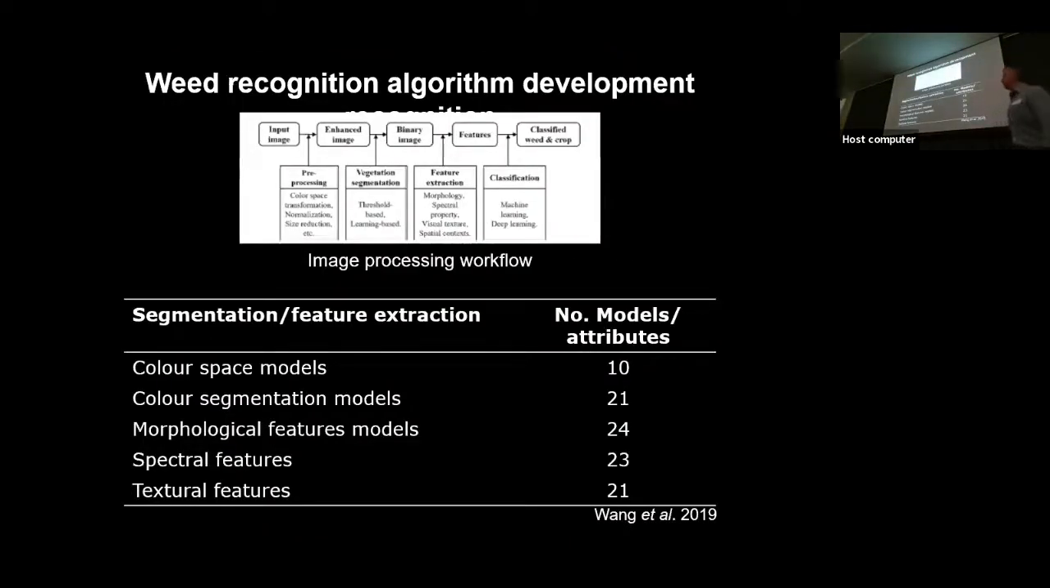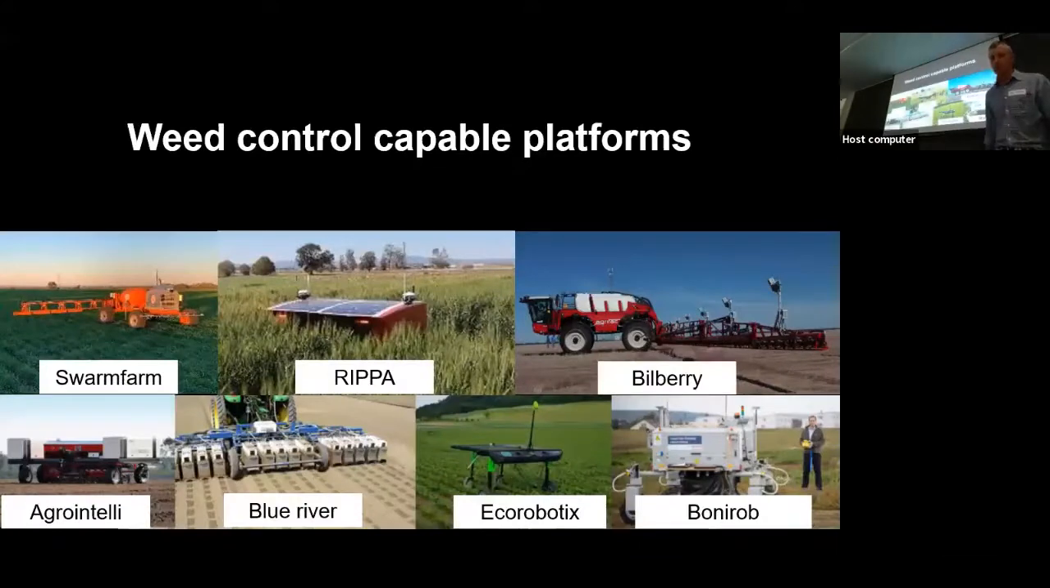There's lots of development going on in terms of algorithms. So you've got to have the camera, yes, you've got the images, but then you've got to have the software behind that to actually identify what's in those images. And there's lots and lots of equations, if you like, being developed to help people recognise, identify weeds in those images. Again, demonstrating that there's a lot of interest in this area.